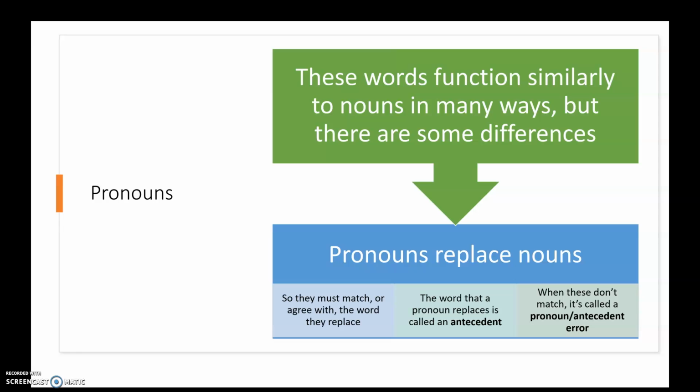They must match or agree with the word that they replace, right? That makes sense. So the word that a pronoun replaces is called the antecedent. When the pronoun and the antecedent don't match, it's called a pronoun antecedent error. So let's say you have the sentence, James was having a hard time in that class, so they were studying. Well, James is singular, it's one person. They is plural. So the two don't match. That would be a pronoun antecedent error.